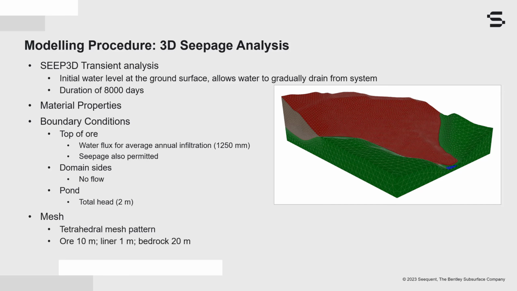The final step for setting up a 3D analysis is to generate the finite element mesh. In this project, a tetrahedral mesh pattern was used with average element lengths of 10 meters. Mesh constraints were used to decrease the mesh size for the thin region representing the liner and to increase the mesh size in the bedrock.